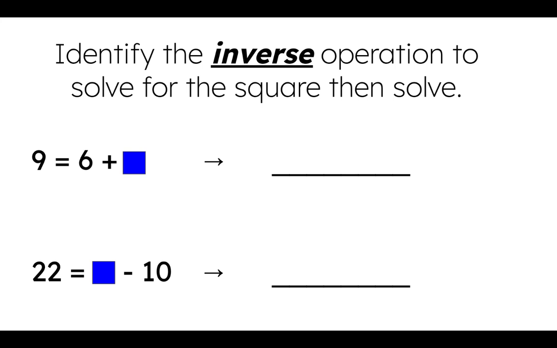If we looked at this, I want you to pause for a second. Don't give the answer. I just want you to think, what is the inverse operation? 9 equals 6 plus box. Okay, well, I'm looking at addition, and to really get that answer, I would have done subtraction. That would have been my inverse operation. 22 equals box minus 10. Oh, I've got a subtraction problem there. So what did I subtract from 10 to get to 22? I would have done an addition problem there for my inverse.